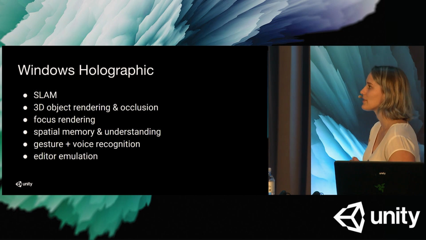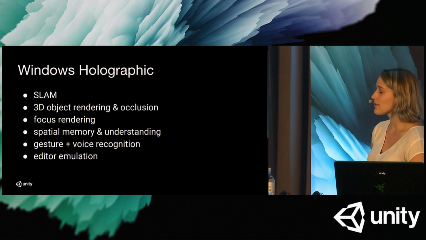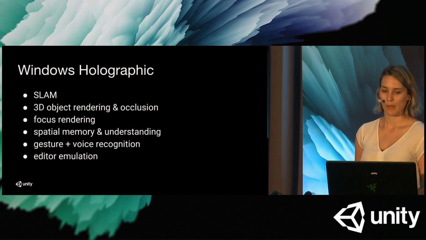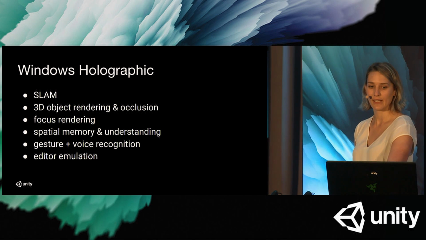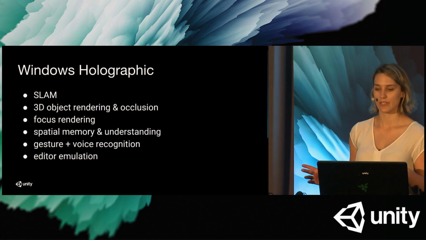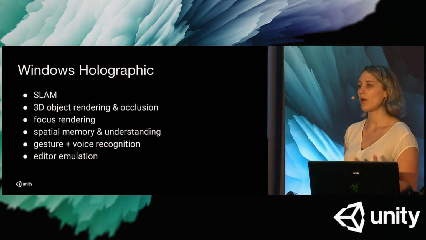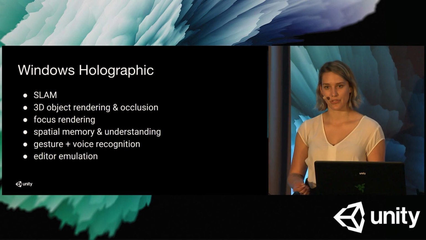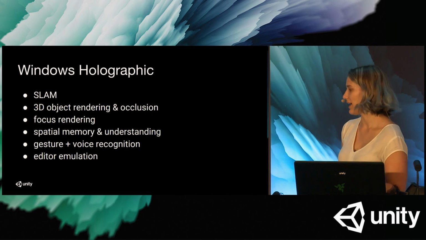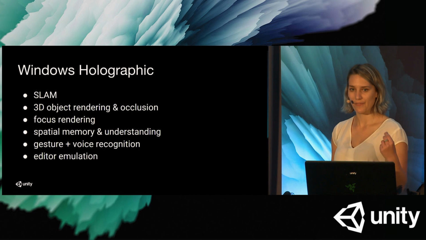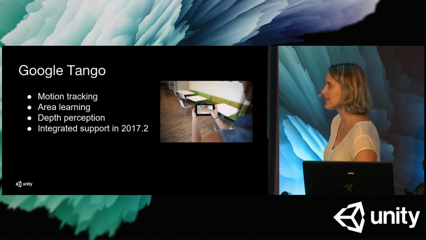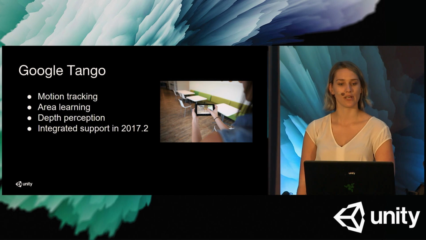So some of the advantages of Windows Holographic: we have simultaneous localization and mapping, 3D object rendering and occlusion, really good spatial memory and understanding, gesture and voice recognition, and editor emulation. And all of this functionality is built into Unity. So you can call the APIs to recognize your gestures, which on the HoloLens is just this click, or do voice recognition, map your area, all of that natively in Unity. We also support Google Tango, and that integrated support will be coming in 2017.2.